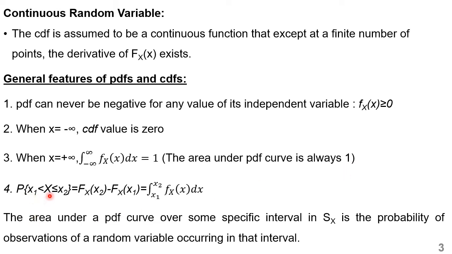The probability of x lying between x1 and x2 can be found using the CDF. That is, F_X(x2) minus F_X(x1), which is equal to the integral of the PDF f_X(x) over the interval x1 to x2. The area under a PDF curve over a specific interval is the probability of the random variable occurring in that interval.